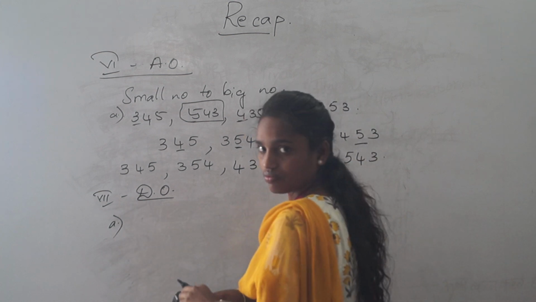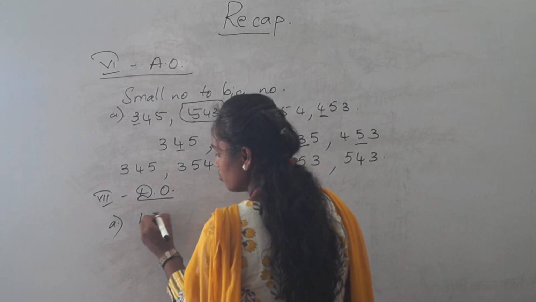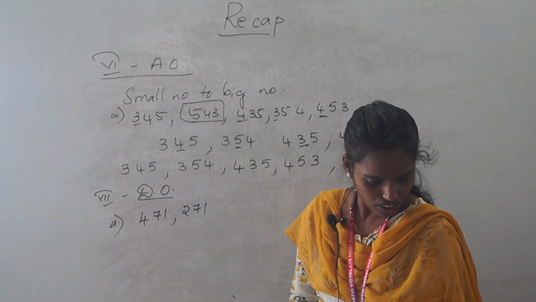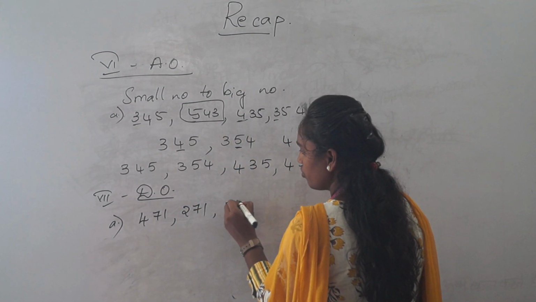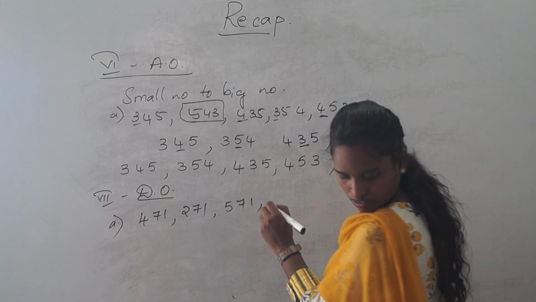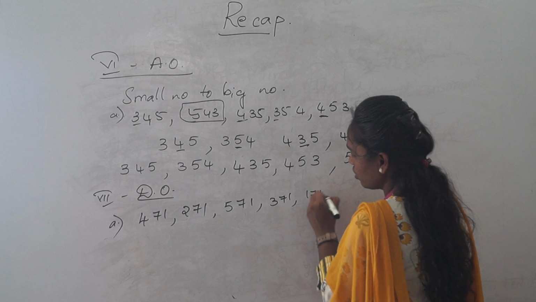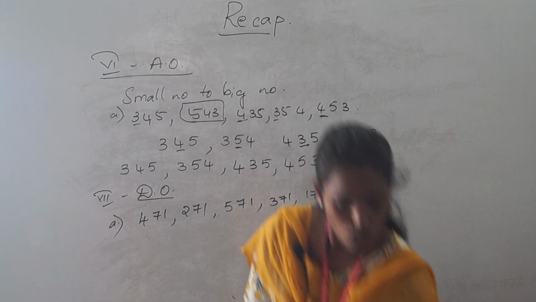Is this big to small? 471, 271, 571, 371, 171. So this is big to small.